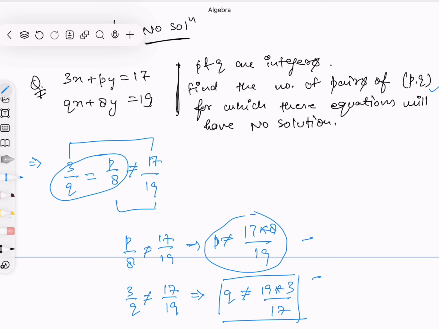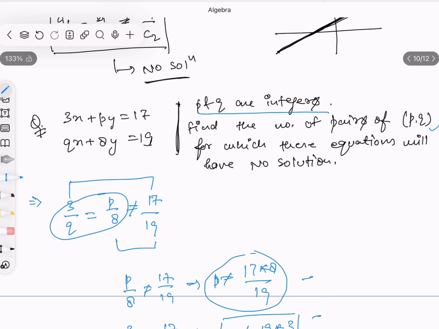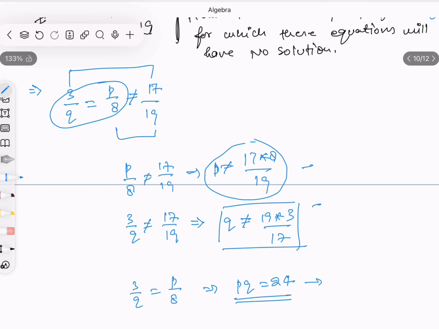Now let's have a look at this. 3 upon q equals p upon 8, which means pq is 24. If we need pq equal to 24 and p and q are integers, we could have pairs like 1 multiplied by 24, that is p is 1, q is 24, or the reverse. Then we could have 2 multiplied by 12, 3 multiplied by 8, 4 multiplied by 6. Is there anything else? You could have 12 multiplied by 2, but we already have that, so we have included that.